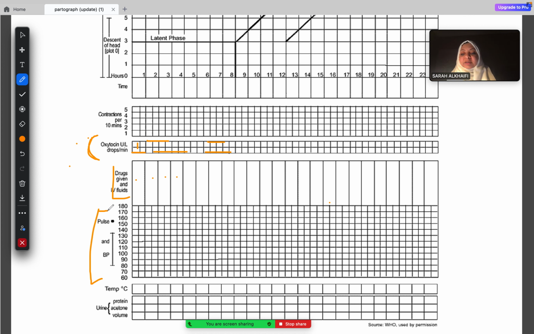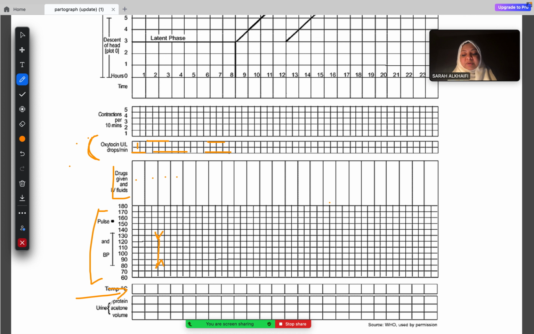This part is just for the maternal vital signs, which represent the blood pressure, the systolic and diastolic. Let's say her blood pressure was, for example, 130 over 80, and it's going to be plotted like that. Then every about 30 minutes, 1 hour, you measure the patient's vital signs during this stage, according to the hospital policies. The temperature, you can record it right here.